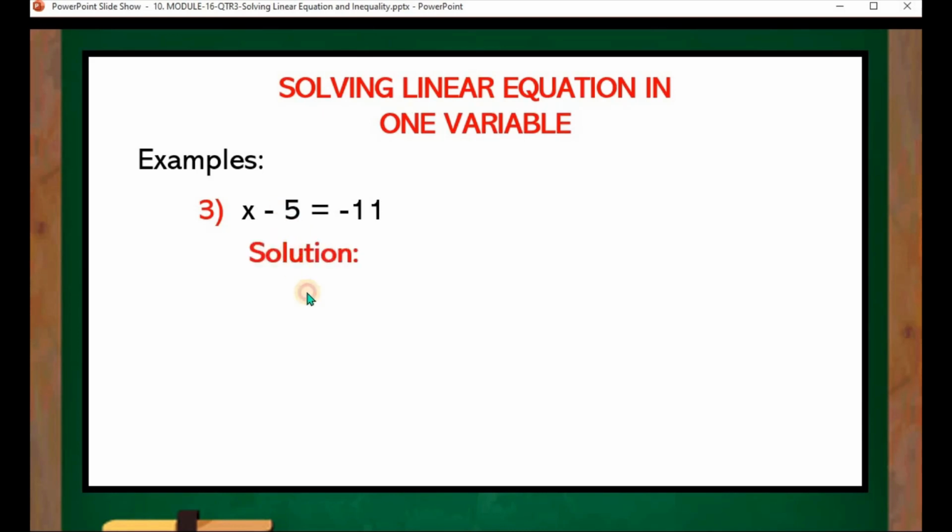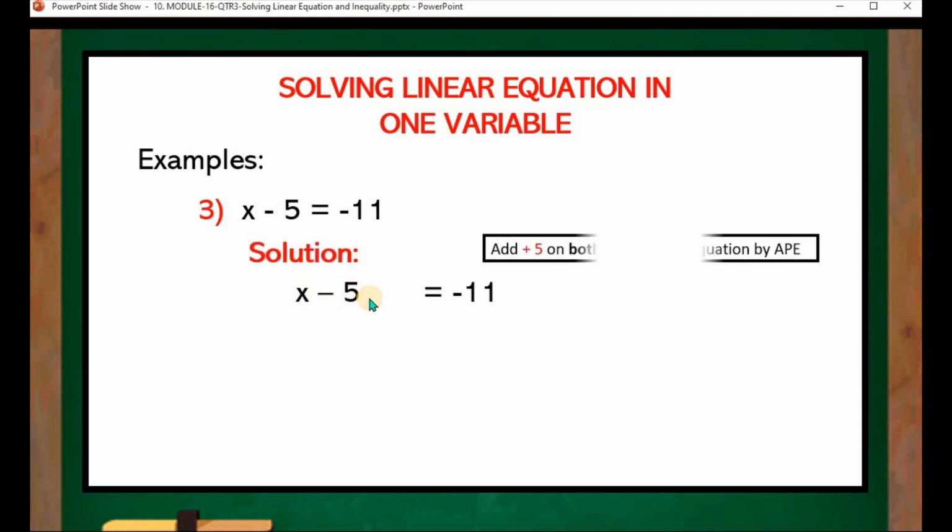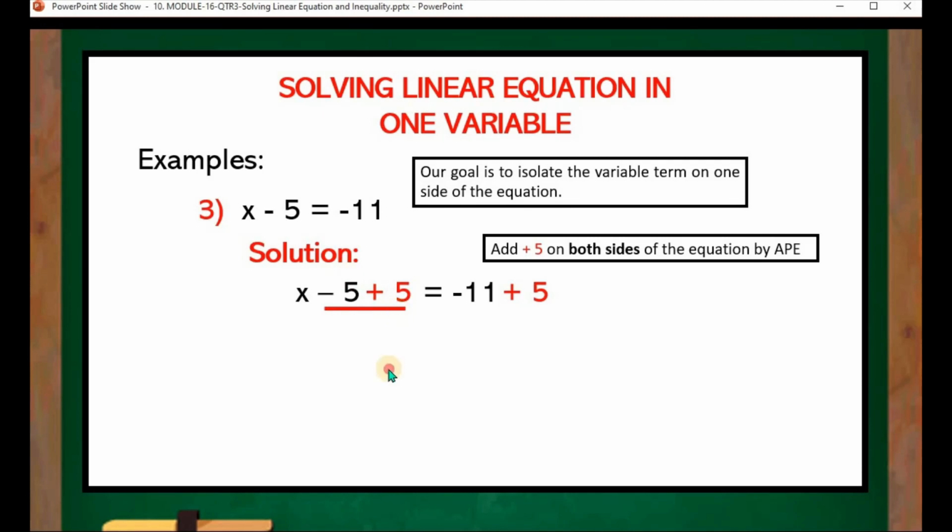Okay? So, we have x minus 5. So, add both sides positive 5. Dagdag ka dito. Magdagdag ka rin dito. So, this will become 0. So, si x na lang yung natira. Kailangan natin makuha ulit yung value niya. Perform natin yung nandito. So, that will become negative 6. So, ang solution natin dito ay negative 6.